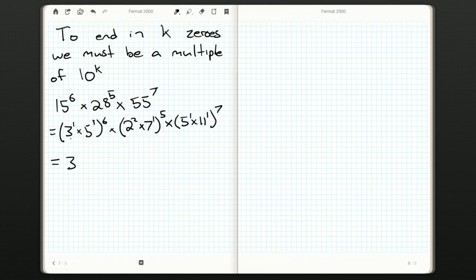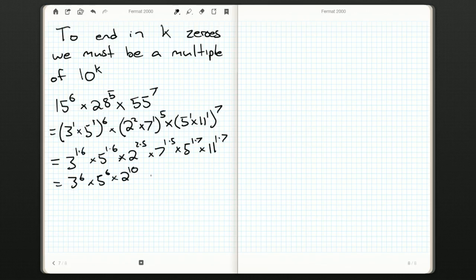So exponents raised to exponents becomes multiplication. So really what we're looking at is 3 to the power of 1 times 6 times 5 to the power of 1 times 6 times 2 to the power of 2 times 5 times 7 to the power of 1 times 5. Now we bring this 7 in here. 5 to the power of 1 times 7 and 11 to the power of 1 times 7. So we can simplify: 3 to the 6, 5 to the 6, 2 to the power of 10, 7 to the 5, 5 to the power of 7, and 11 to the power of 7.